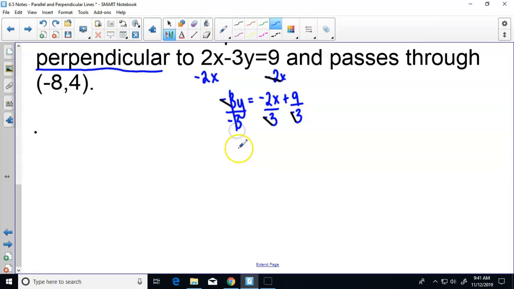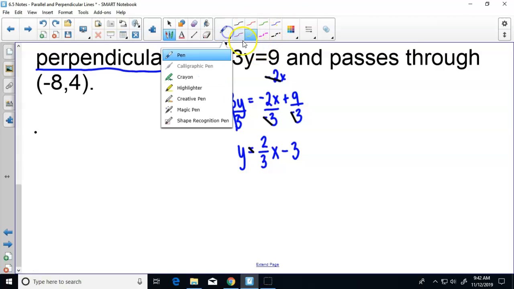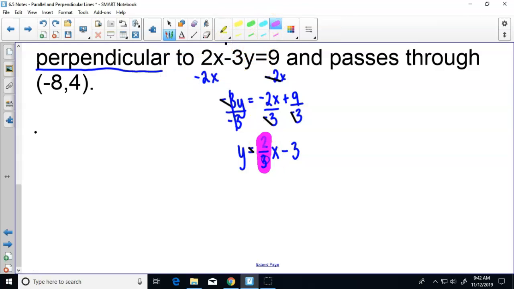Okay? So y equals, Riley, what's -2 divided by -3? Very good. Positive 2/3 x. What is 9 divided by -3? Very good. -3. Okay. Now, here's what's tricky. You do all that, you feel like you're done. Are we done? No. We haven't even found the first piece of the other line yet. So, the slope of this line right here is 2/3.